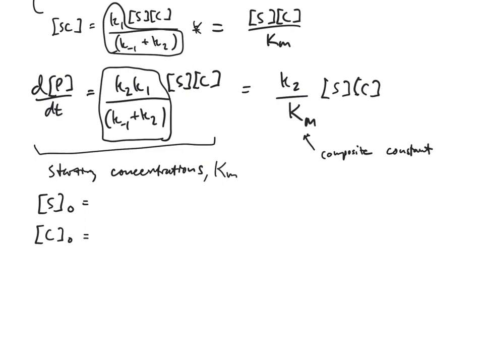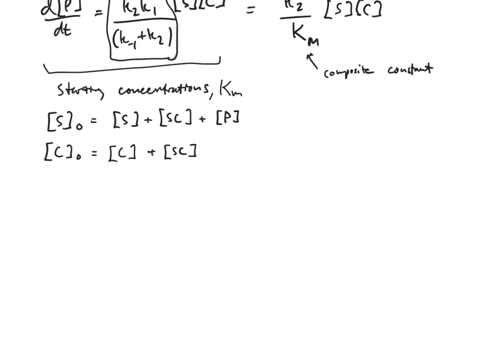Whatever the starting concentration of the substrate is, that's going to equal the later concentration of the substrate plus however much of the substrate gets occupied by the catalyst and however much gets converted to product. Similarly, the starting concentration of the catalyst is going to be whatever concentration of the catalyst there is later, plus however much of the catalyst is being occupied by the substrate.